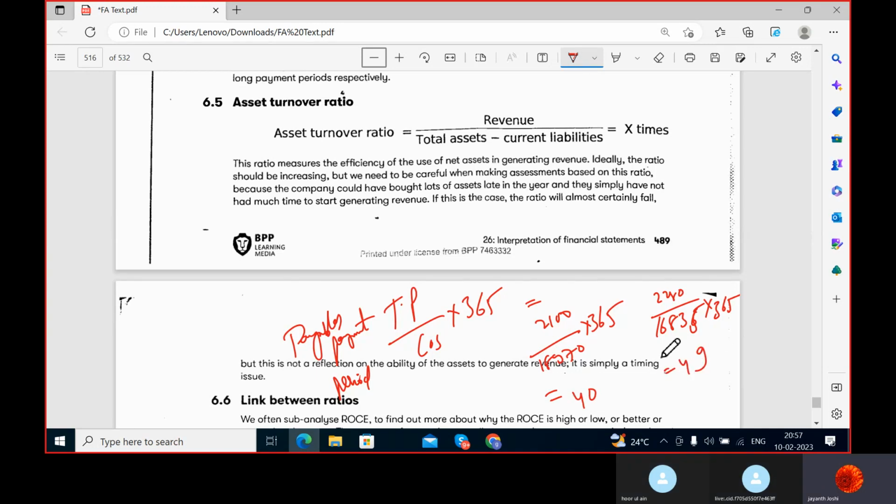So here you are taking more time to make the payment. Sorry, here you are taking 49 days to make the payment, and here you are making the payment in 40 days. That's good, correct? Yes. So this is the calculation of ratios.